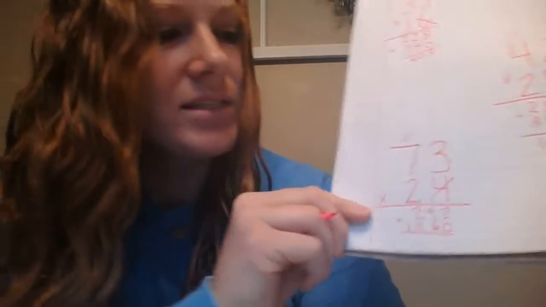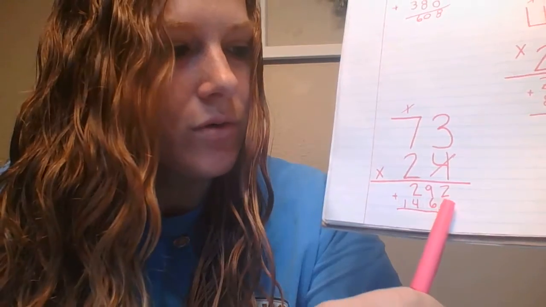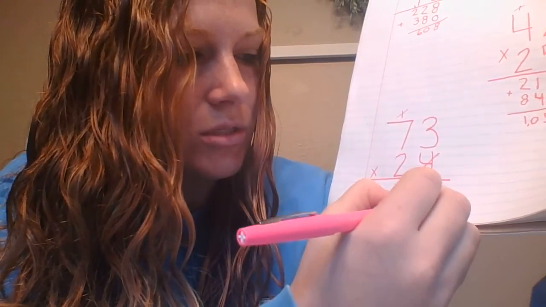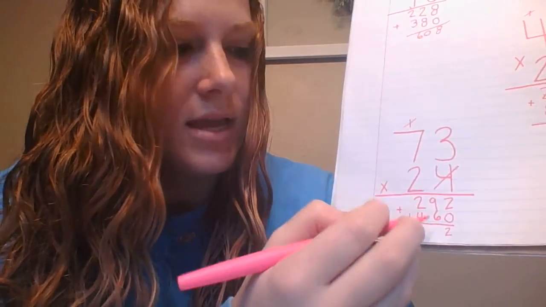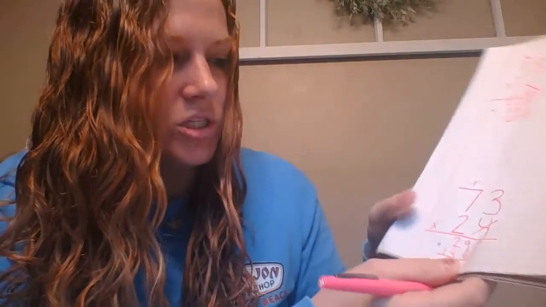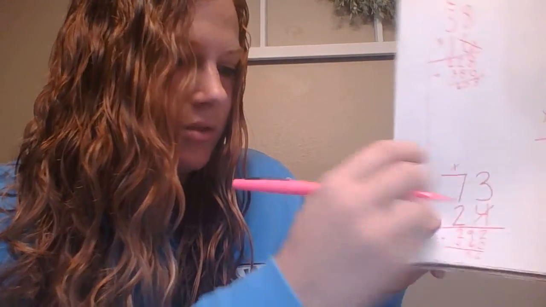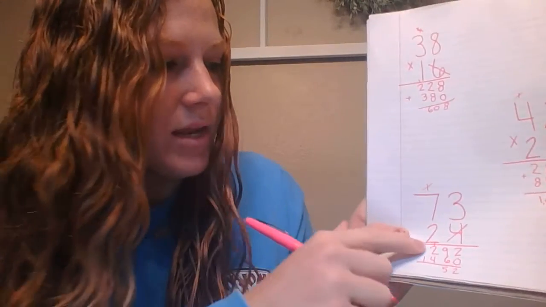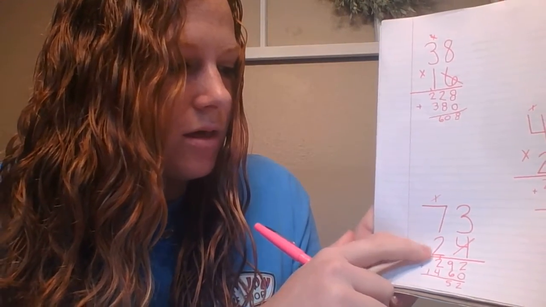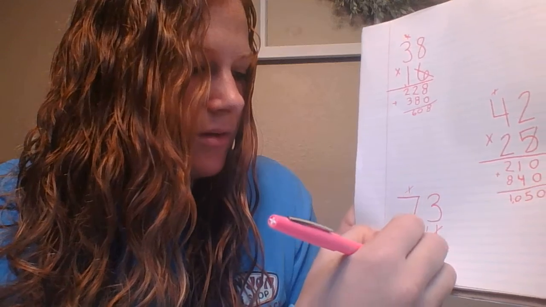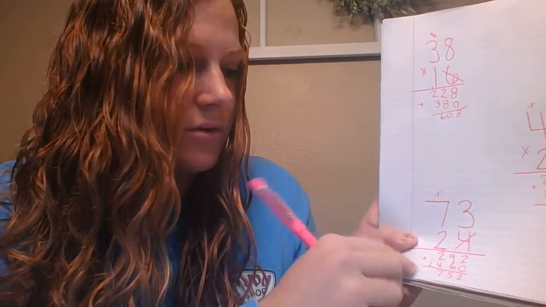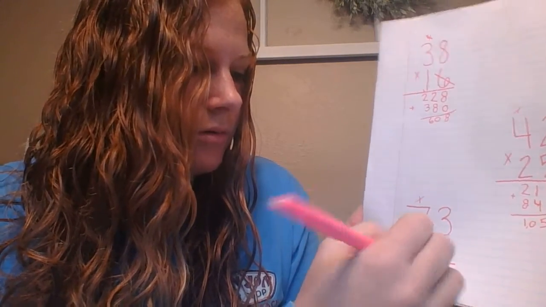Now we must add these numbers together. We're going to do 2 plus 0, which is 2. 9 plus 6, which is 15. I put the 5 and I carry the 1. And then I do 1 plus 2, which is 3. 3 plus 4, which is 7. And then I have 0 plus 1, which is 1.